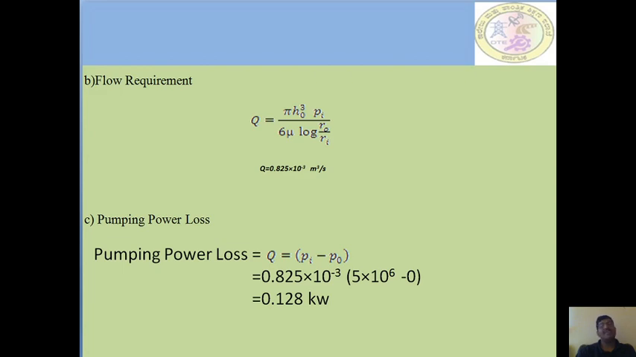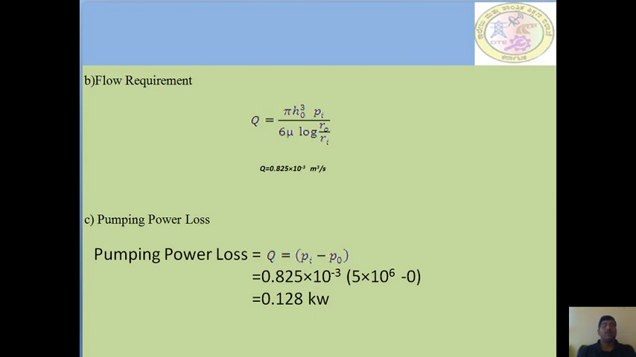You substitute all the values directly into the equation and use the calculator. If you calculate, we will get Q equals 0.825 into 10 power minus 3 meter cube per second. That is the unit of flow requirement, flow through the bearing. How to calculate with substitution is already shown in the study material.